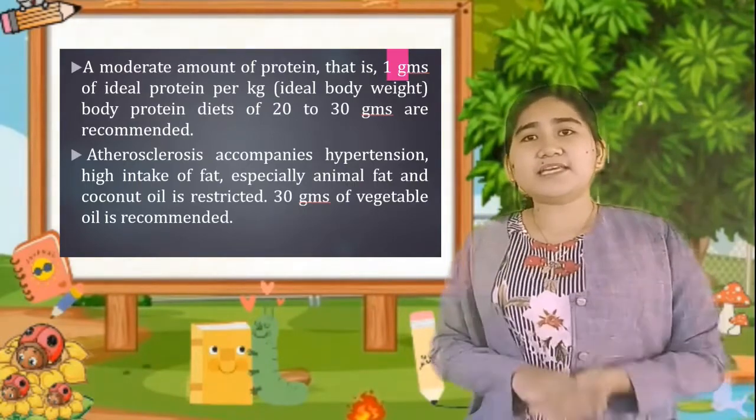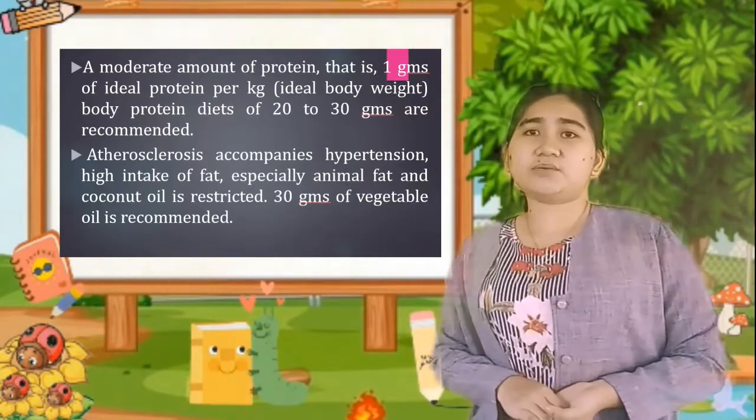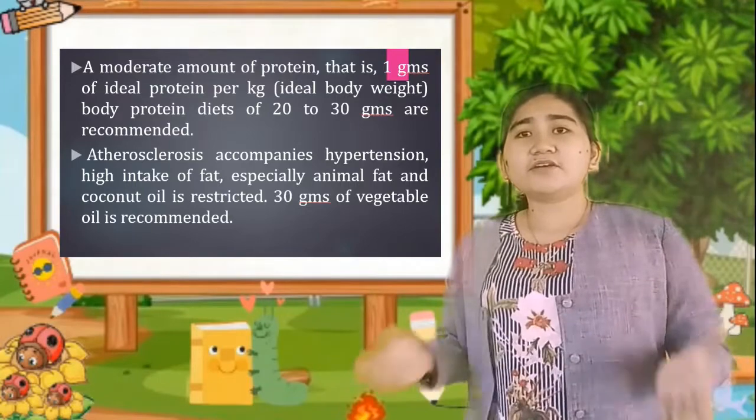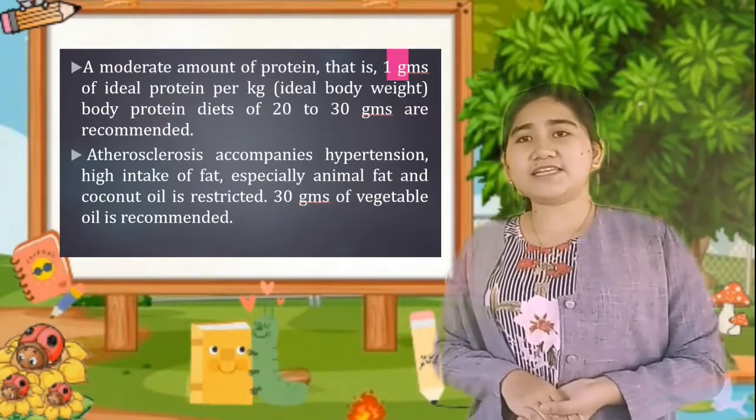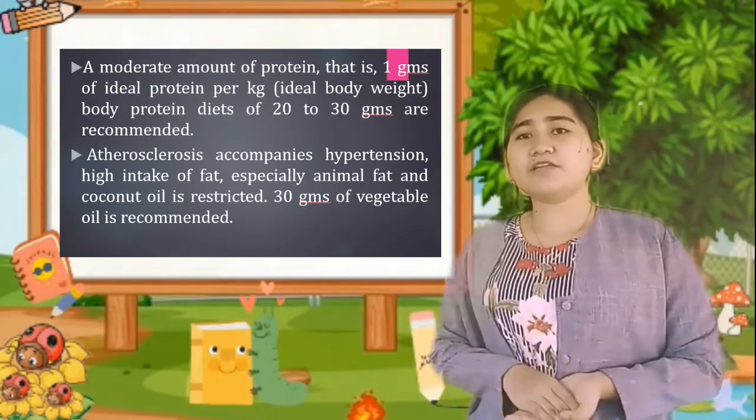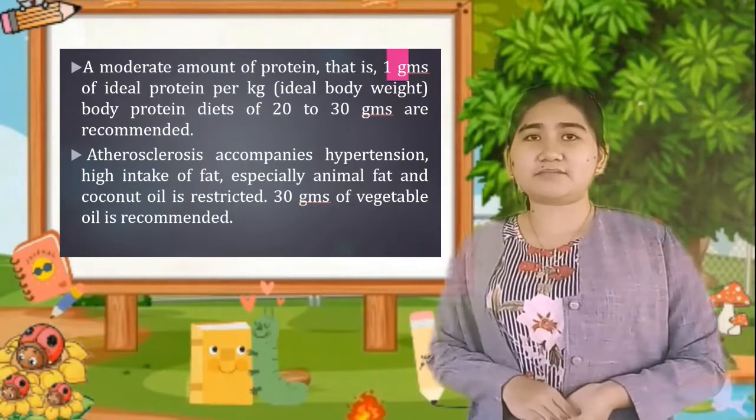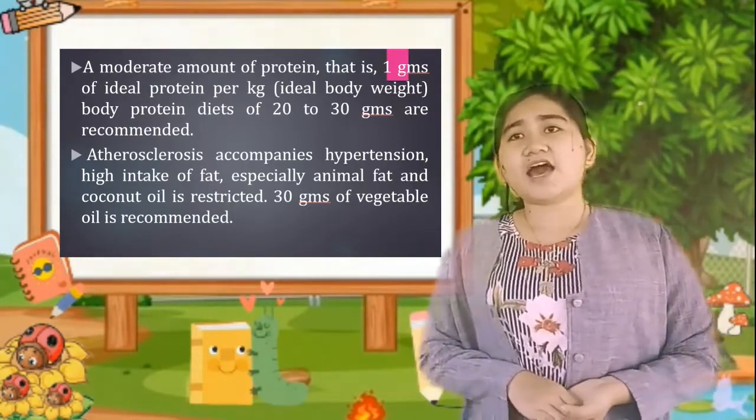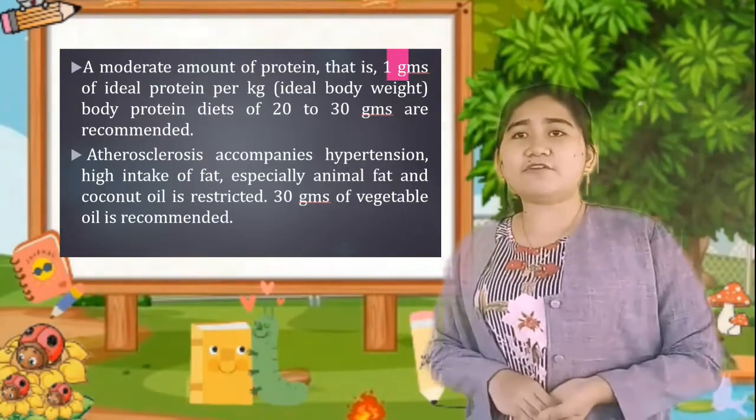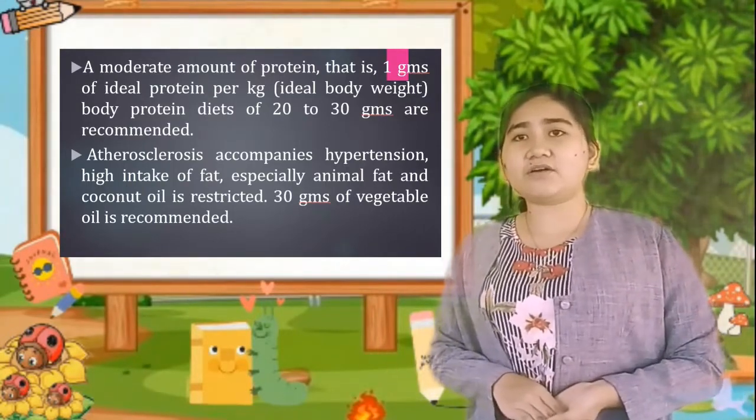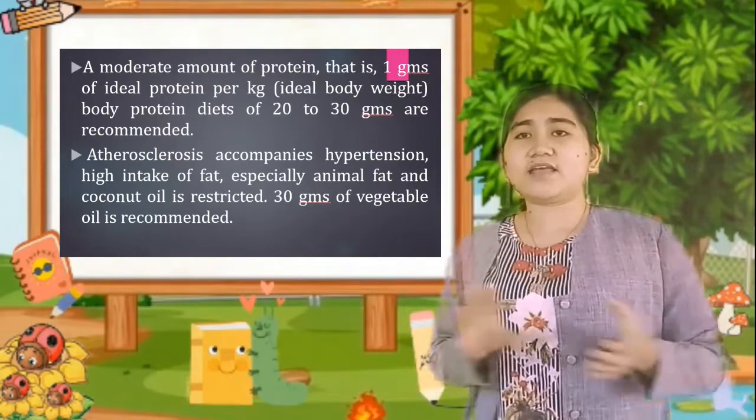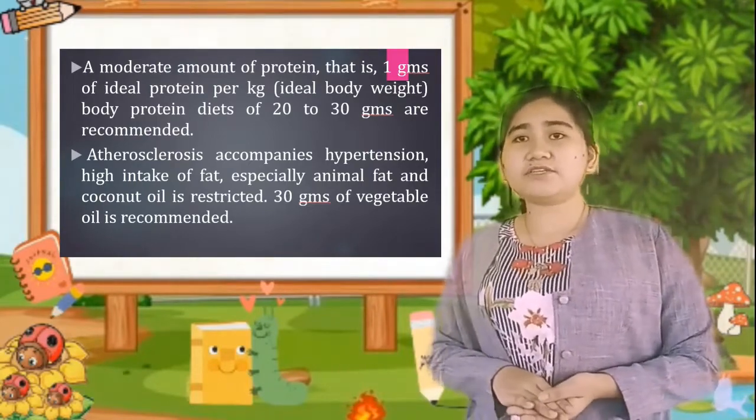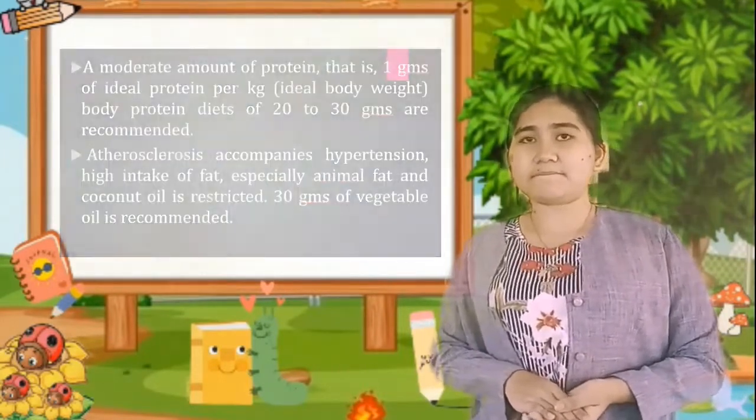Though animal protein has no direct relation to the increase in blood pressure, their cholesterol content and saturated fatty acid content have harmful effects in hypertension patients. Since atherosclerosis accompanies hypertension, high intake of fat, essentially animal fat and coconut oil, is restricted. About 30 grams of vegetable oil is recommended.